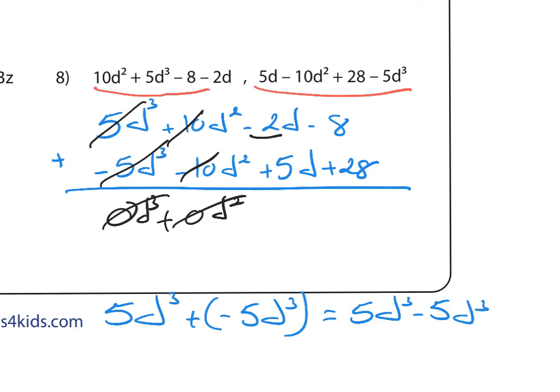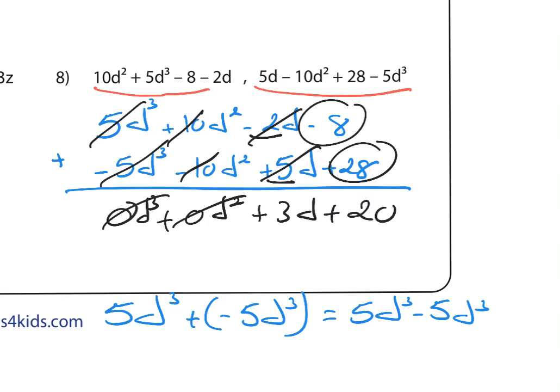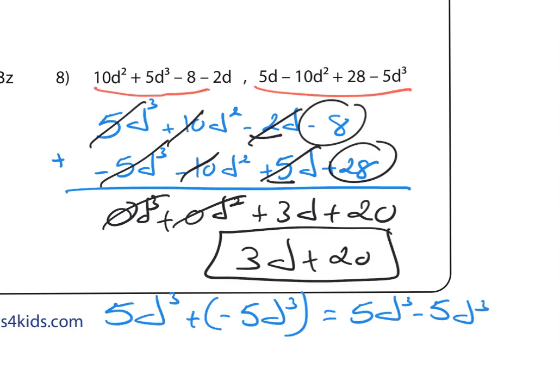And then we have negative 2 plus 5, and that will be positive 3d here, okay? And then we have negative 8 plus 28. That will be plus 20. So at the end, we're just going to come up with 3d plus 20, which is going to be the answer here.